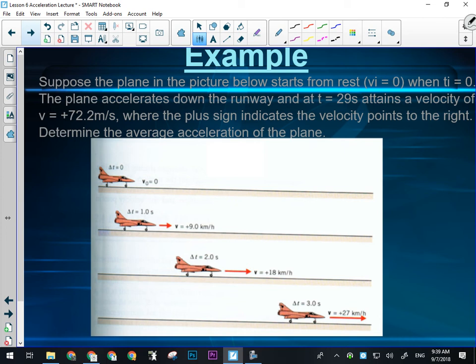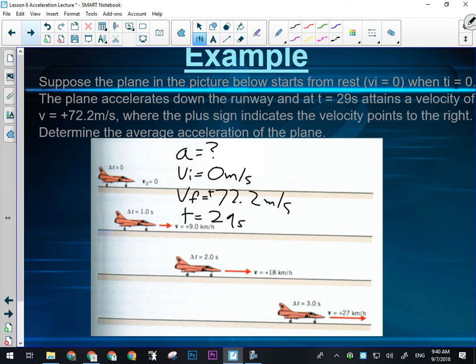Anytime you see the word rest, you know the object is stopped. All right, so it's going to start from rest, and over a 29-second period, it is going to accelerate from 0 to 72.2 meters per second forward, or positive 72.2. We want to determine the average acceleration of the plane. All right, we want to write down our givens. Here's where writing down givens is so important. You're going to have like 6 different acceleration formulas to pick from. Writing down your givens will very quickly tell you which one you need to use. I'm looking for acceleration. I have initial velocity, I have final velocity, and I have time.